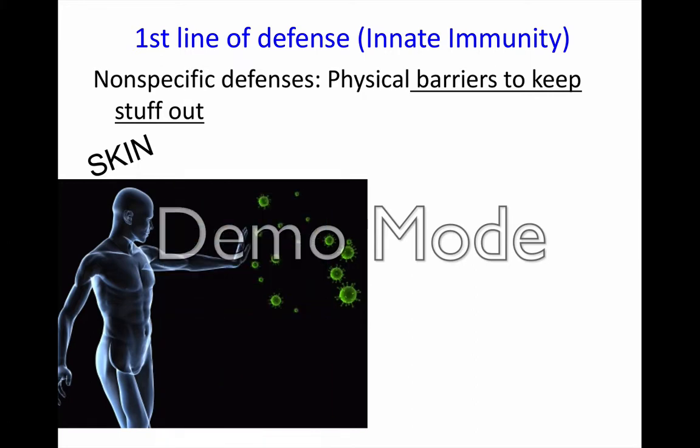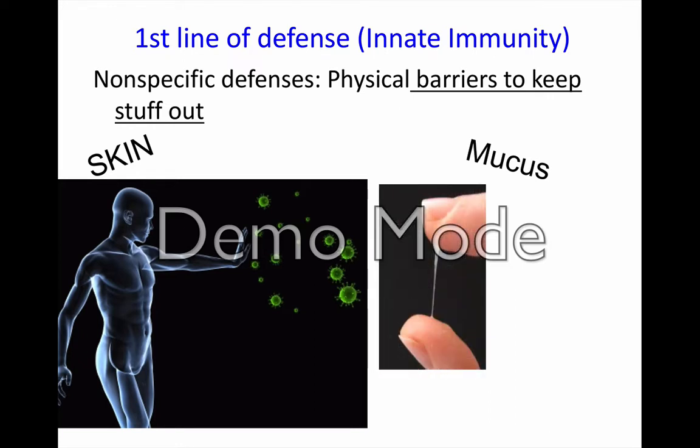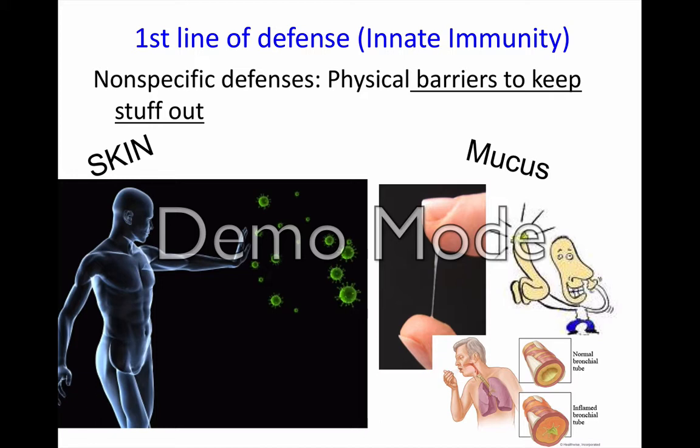Now, unfortunately, we have openings in the skin. Our eyes, nose, mouth, ears, and reproductive areas provide openings that allow bacteria and viruses to get in. So we often have things that protect us, such as mucus in those areas. Mucus is a sticky substance that traps the bacteria and viruses. We find it in our nose and also our respiratory tract as well.